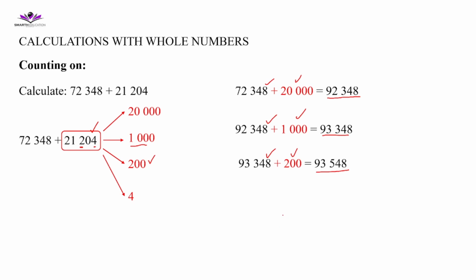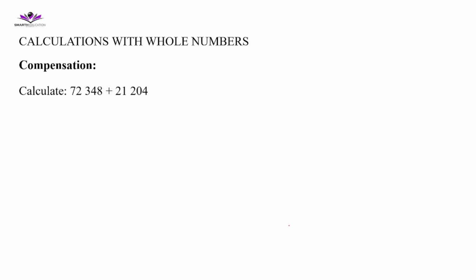You see that? And then you add the last part, which is the ones, or the units. It becomes 93,548 plus 4, and then we get our final answer. This is another way of adding whole numbers. Let me show you composition before we look at the columns method. With composition, like the name says, you take an amount from one value and then you have to compensate for it somehow. Let me show you how we do that.